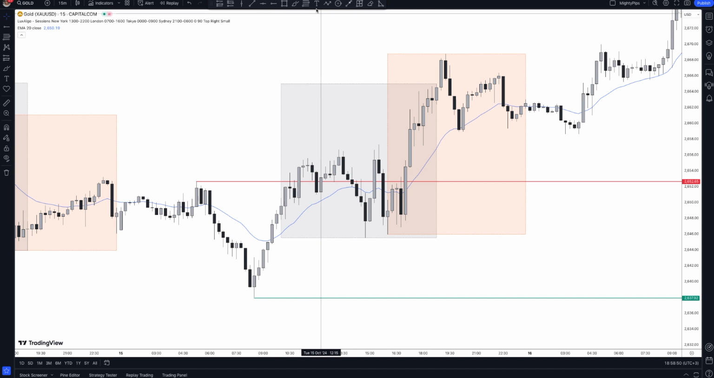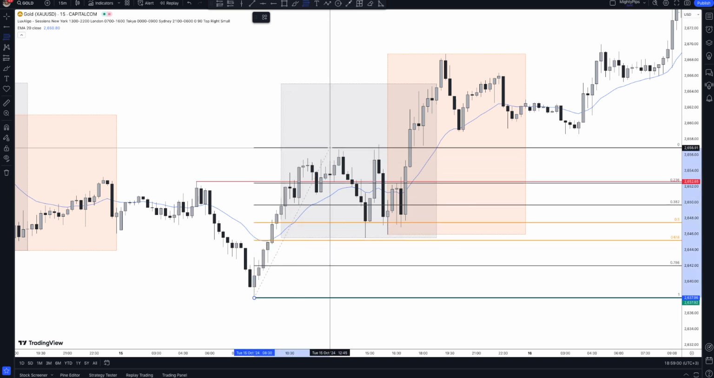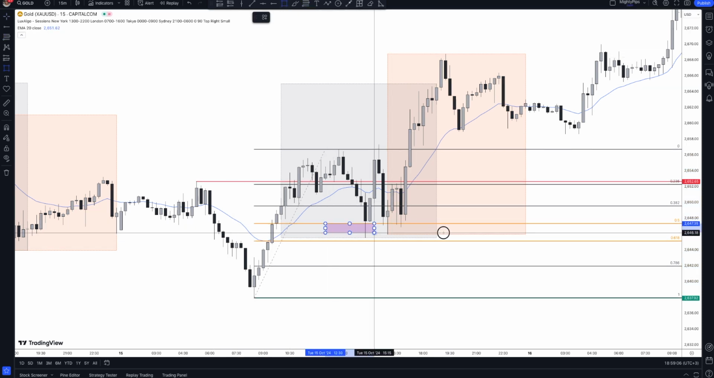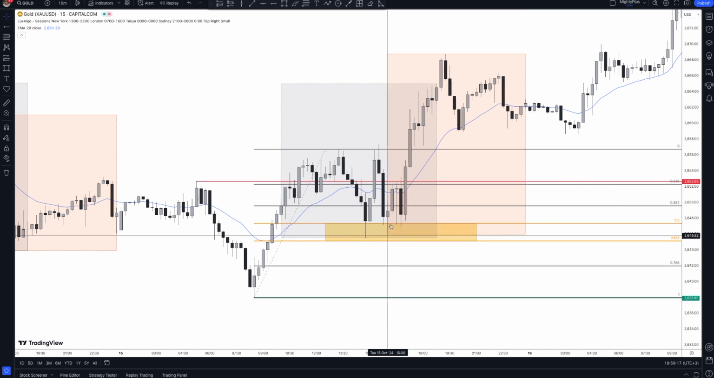Some people use Fibonacci here. Fibonacci can also work, but in this case, I'm just showing you how to use the moving average. For example, if we drew a Fibonacci from here to the high price here, we can see that the market comes to the golden zone, which is this area here. It comes to the golden zone Fibonacci, okay?